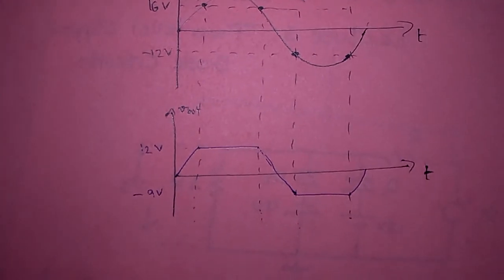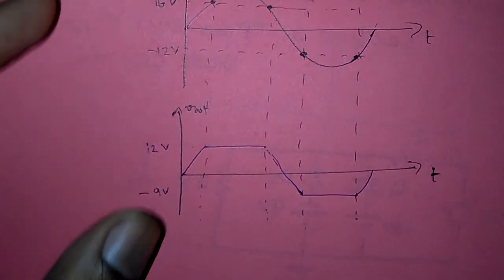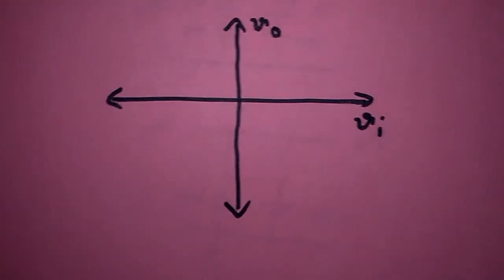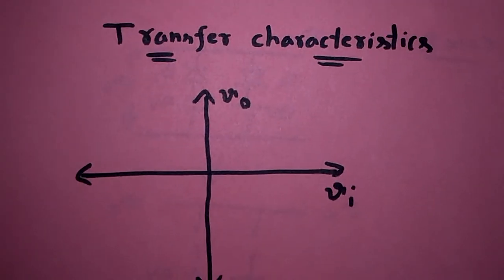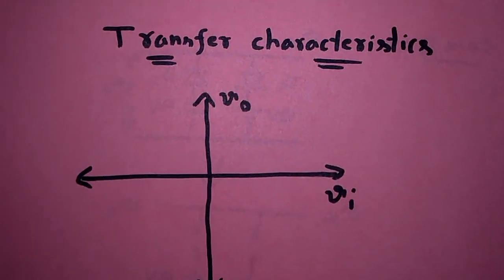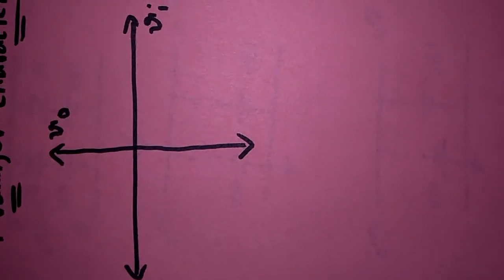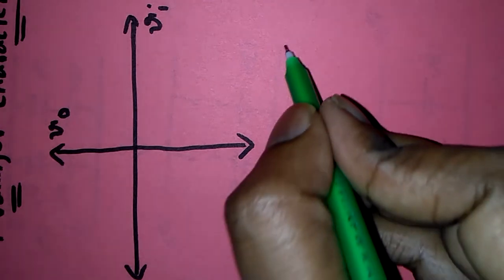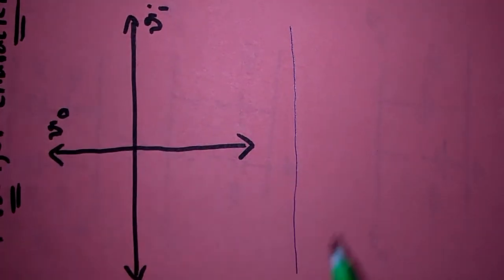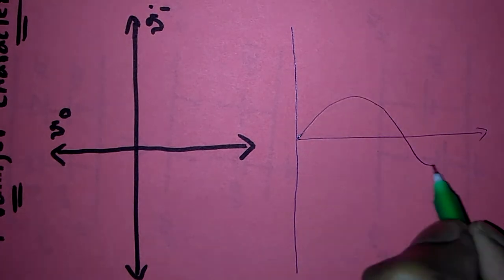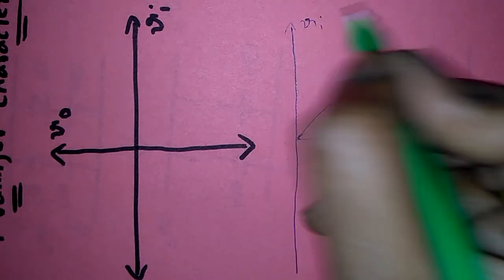From these two waveforms we can plot the transfer characteristics. For plotting the transfer characteristics, we have to consider input waveform on x-axis and output waveform on y-axis. I also discussed the procedure for plotting transfer characteristics in lecture 2. So please watch that video. So parallel to x-axis I am plotting another graph which is simply the input waveform, that is a sinusoidal waveform like this. This is Vi, this is T.